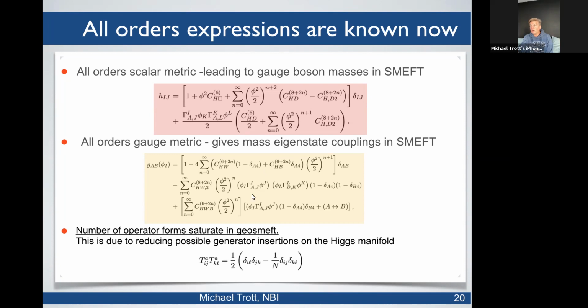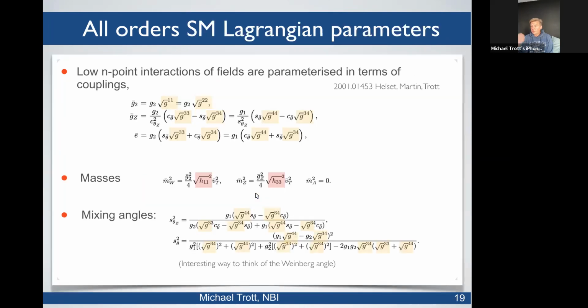So we have these guys at all orders in the operator expansion. And we have the previous slide, which is these objects that if we had them at all orders in the operator expansion would give you these geometric Lagrangian parameters at all orders in that expansion. So basically we have the two pieces of the puzzle, they fit together, and we have an all orders answer for a bunch of very interesting things in the field theory.